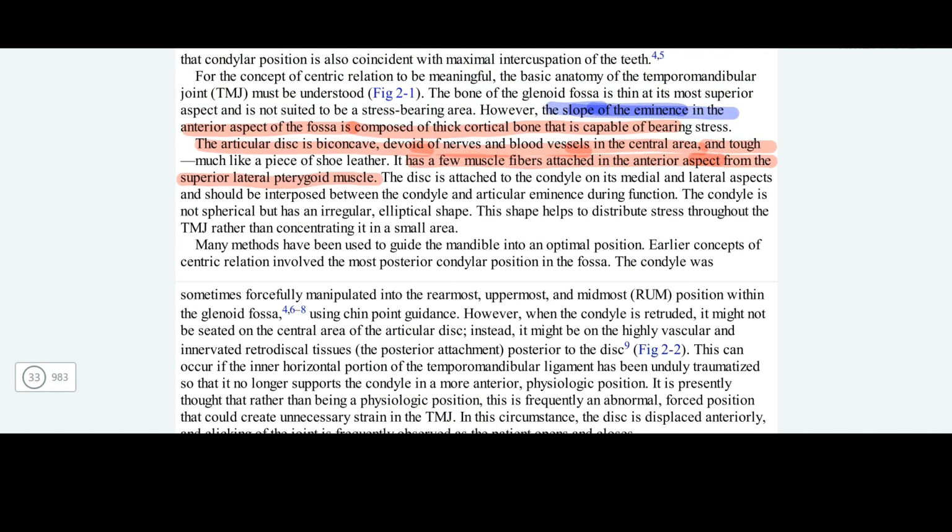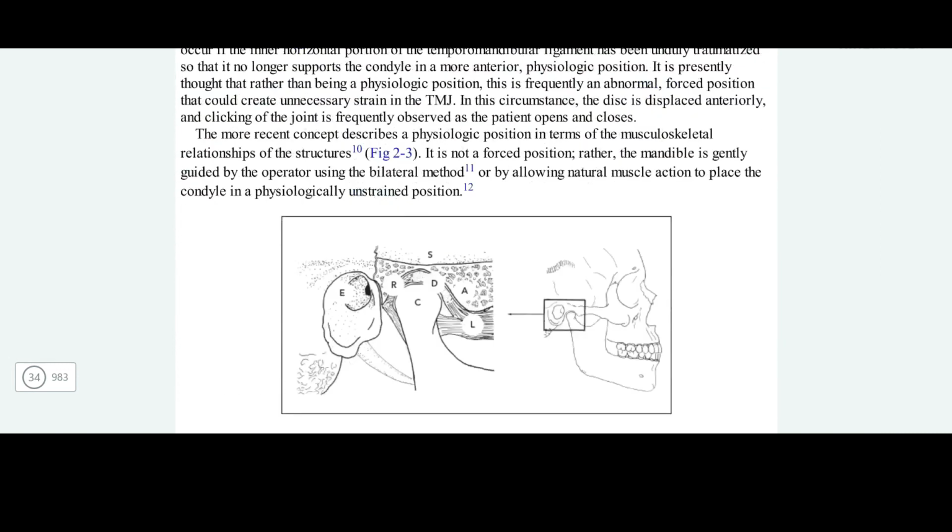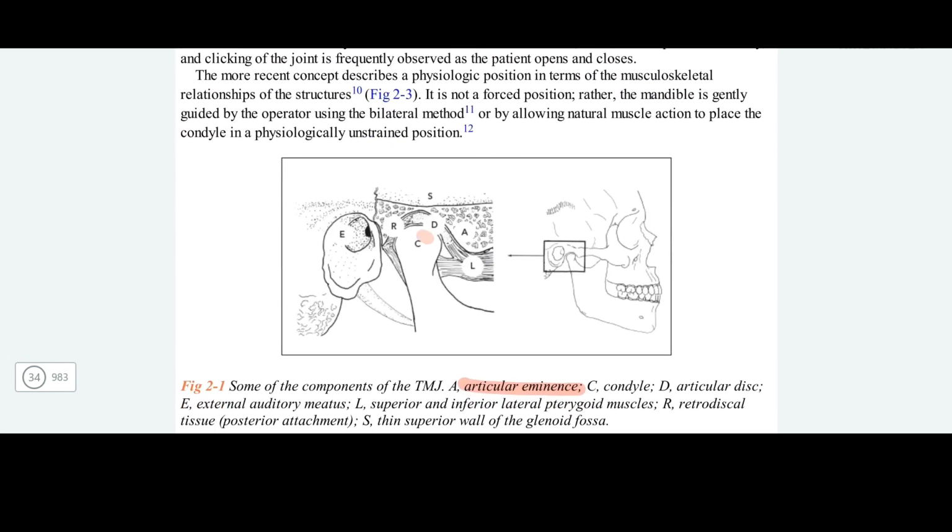Okay, the disc is attached to the condyle on its medial and lateral aspects and should be interposed between the condyle and the articular eminence during function. What does it mean? Okay, that means the condyle and the disc and the articular eminence should move together during function. It's a normal position. Okay, that is the normal position. That is the condyle and articular disc and the articular eminence moving together.